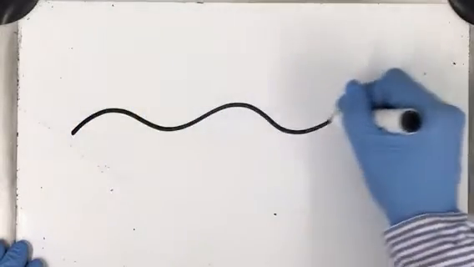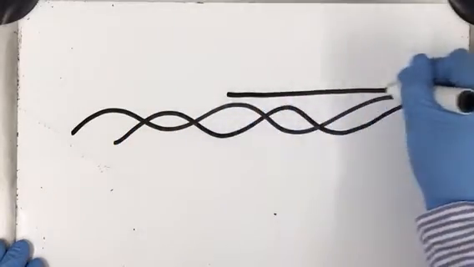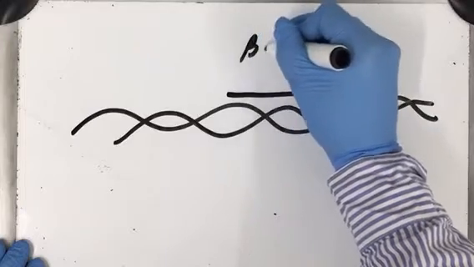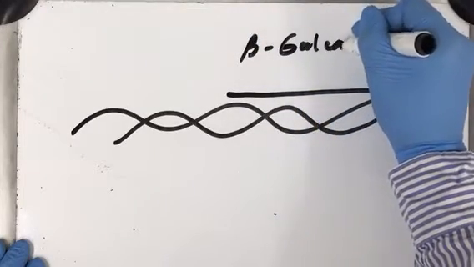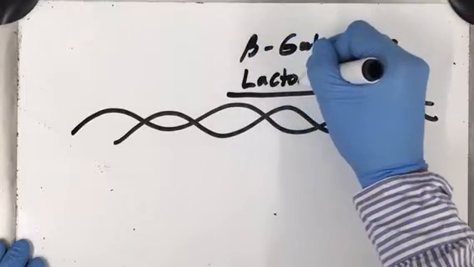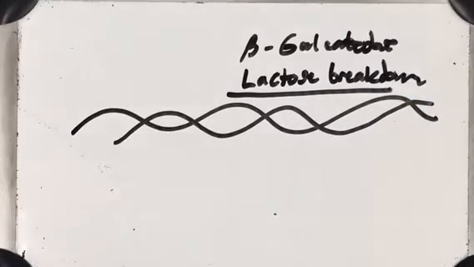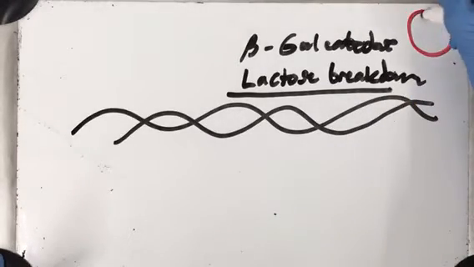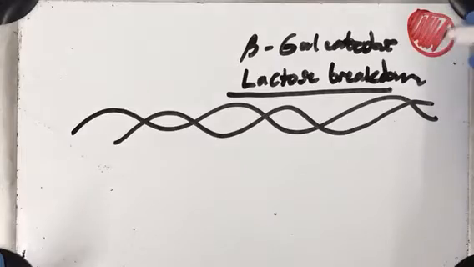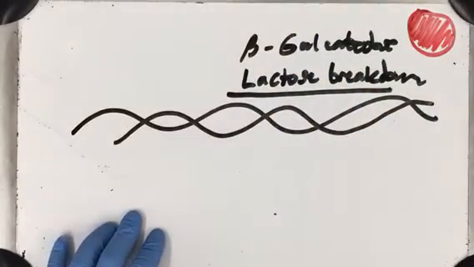So the basic premise of this model that we're going to look at today is that there's a gene right here called beta-galactosidase, which is involved in lactose breakdown. This will ultimately culminate with a protein over here that's going to break down lactose, but you don't want this gene to be on if there isn't any lactose around.